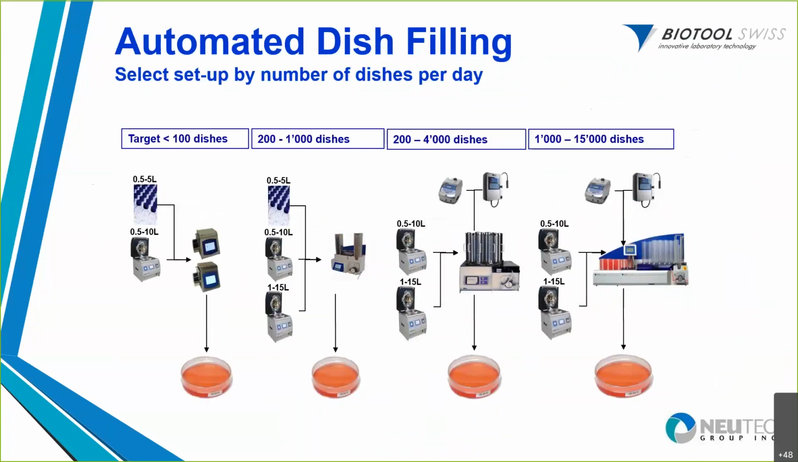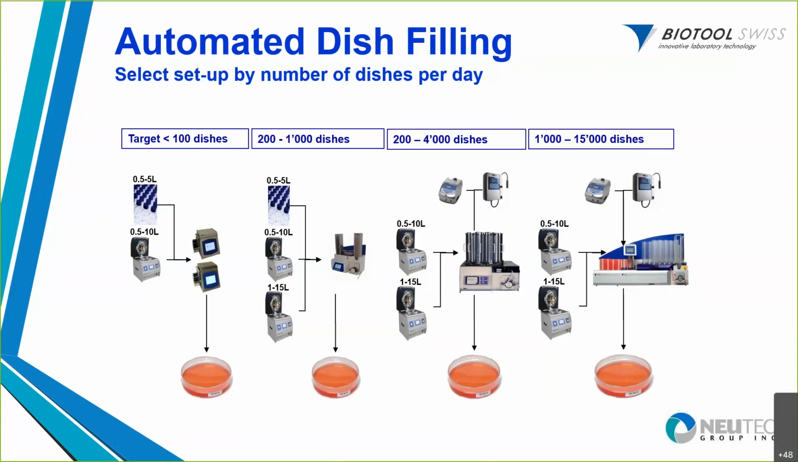Now, in terms of automated dish filling, basically the idea here is how many dishes are you going to make? How many dishes per batch, per day, and per week? How many different types of agar? How many liters of agar do you need to prepare, or can you prepare, to then put into plates? Based on those considerations, there's essentially a system that's suited for whatever size operation you may have, anywhere from very small, so here we're talking about less than 100 dishes per day.